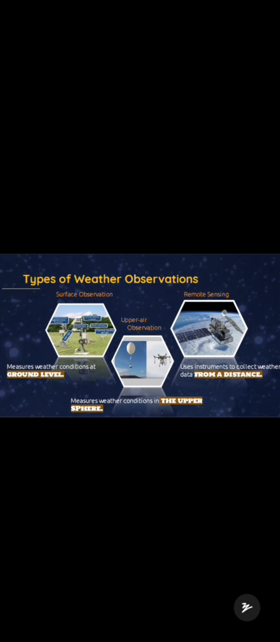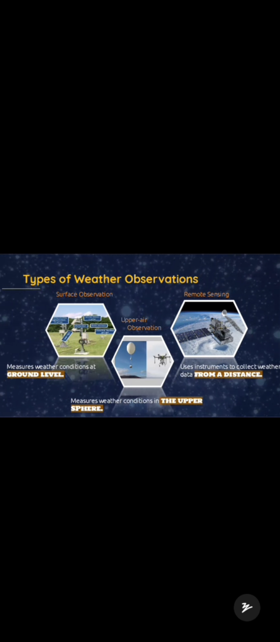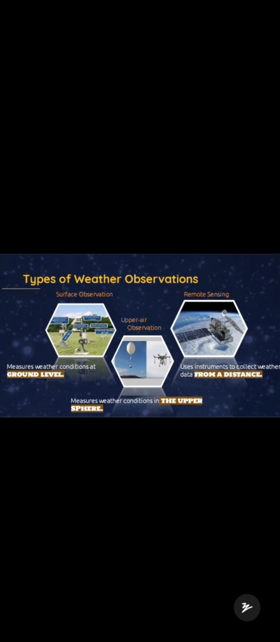The first step is the observation. By the way, there are three types of weather observations. The surface observation measures weather conditions at ground level. The upper air observation measures weather conditions in the upper atmosphere. And the remote sensing uses instruments to collect weather data from a distance. The observations of different weather elements are made simultaneously as follows.